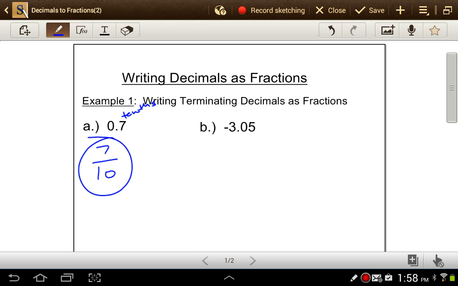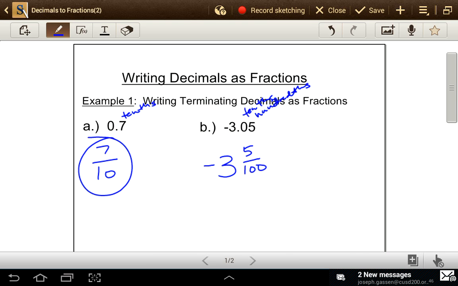In example B, I have negative 3.05. For that one, I'm just going to write it out. And again, I'm going to remember my place values. The first one is tenths. The second one is hundredths. So I have negative 3, that's my whole number, and 5 hundredths.